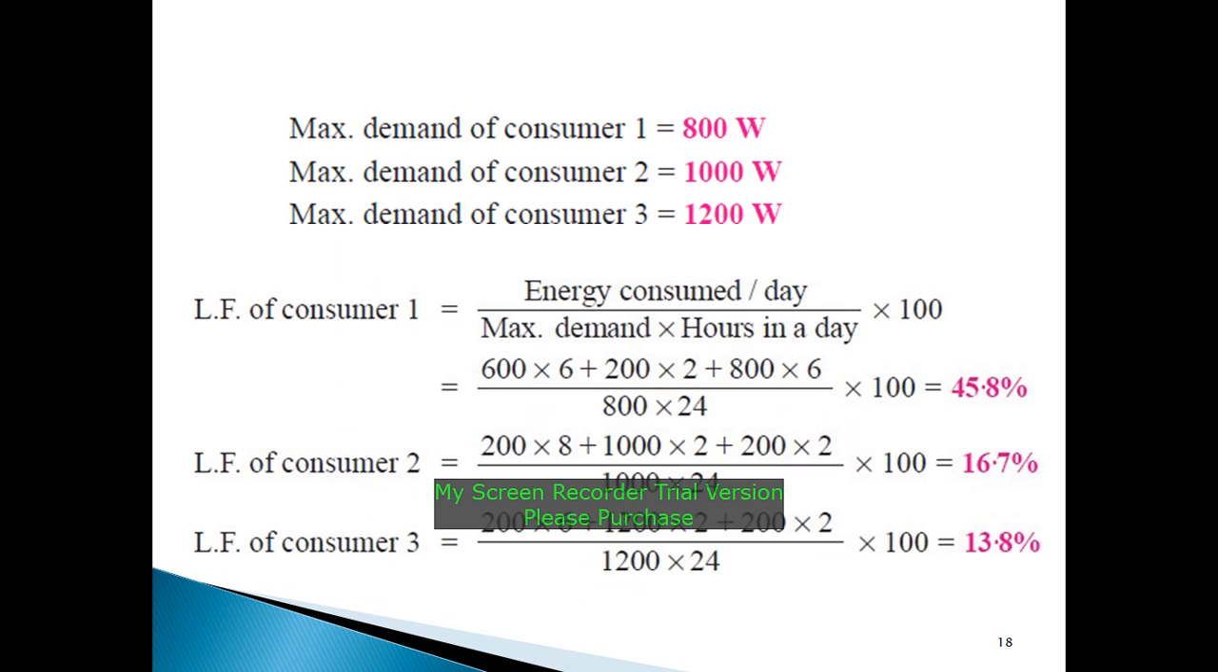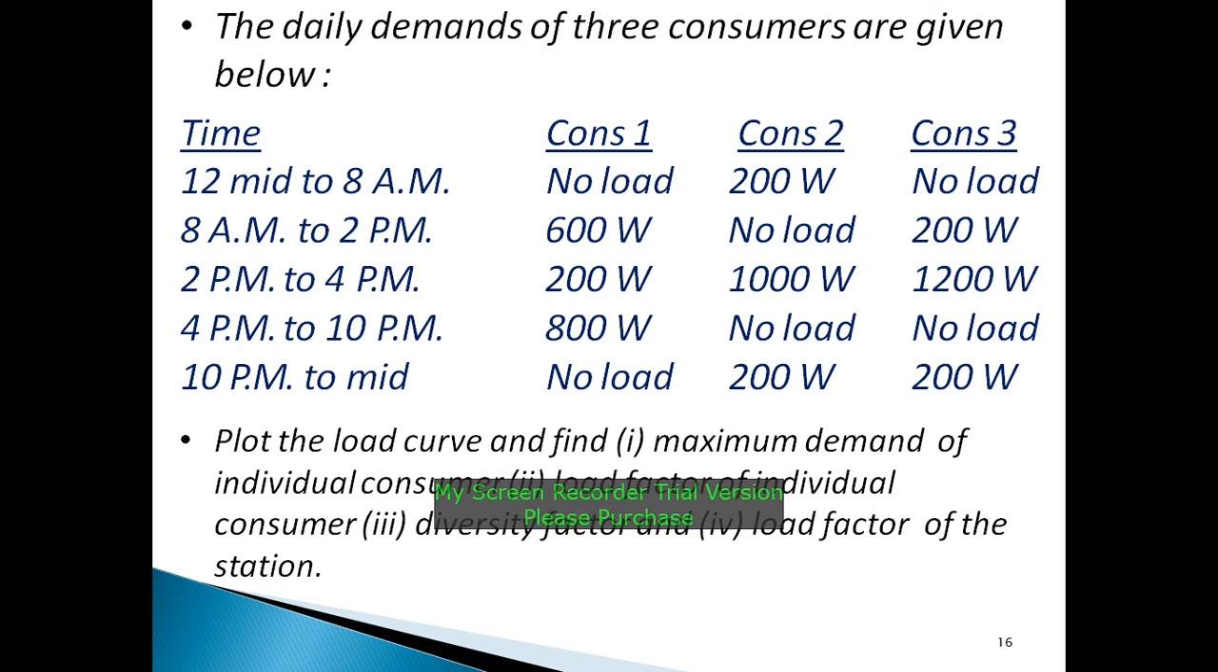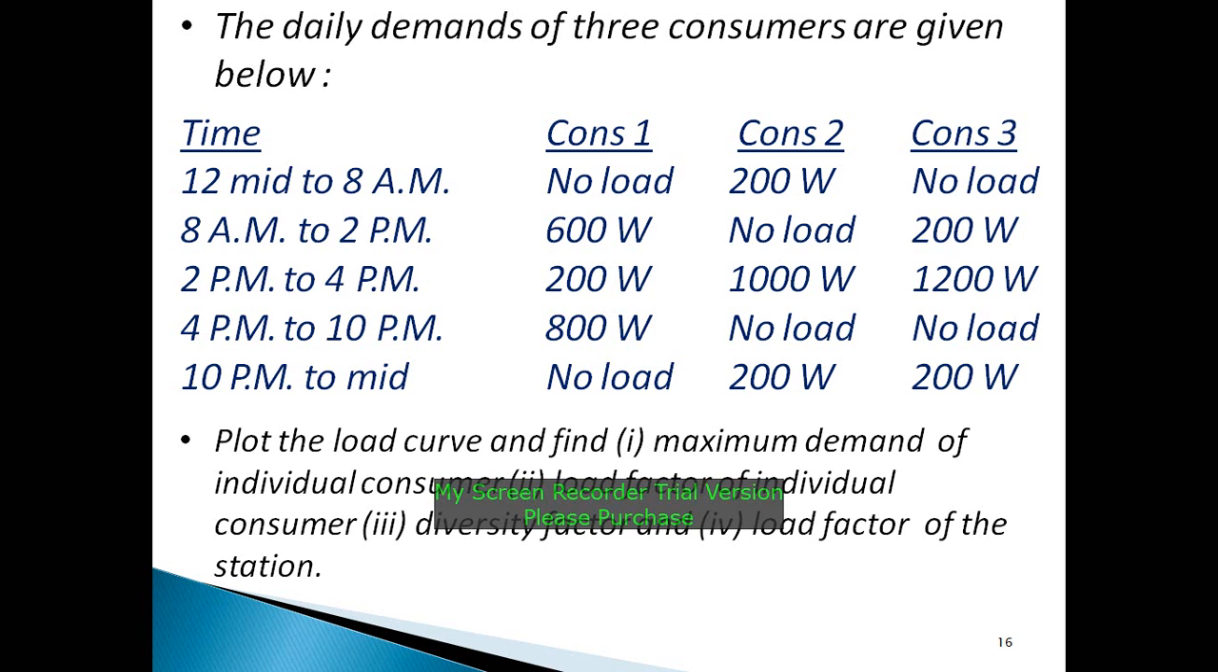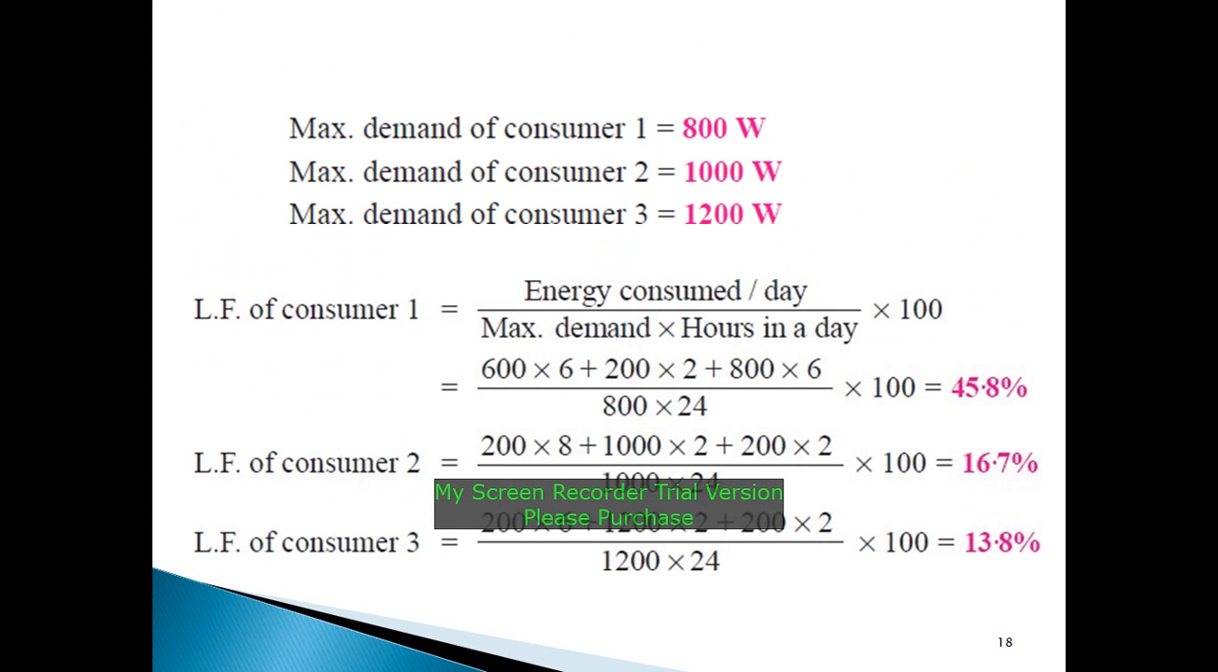The individual maximum demand of consumer 1 is 800, of consumer 2 is 1000, and of consumer 3 is 1200. So from where is it calculated? From this chart we can understand. Against consumer 1, the maximum power is consumed from 4 pm to 10 pm, 800 watts. Consumer 2 from 2 pm to 4 pm consumed 1000 watts, and consumer 3 consumed 1200 watts, the maximum power consumed by consumer 3, at 2 pm to 4 pm. So these values are the maximum demands for the different consumers: 800 watts for consumer 1, 1000 watts for consumer 2, and 1200 watts for consumer 3.